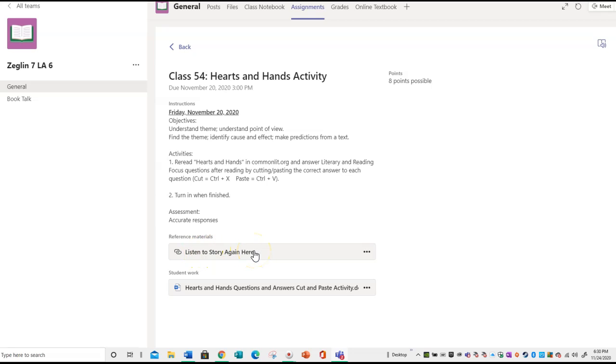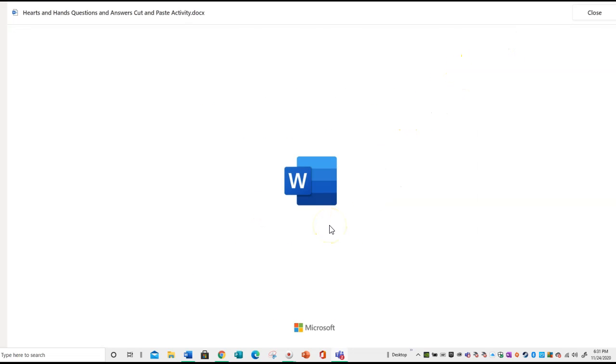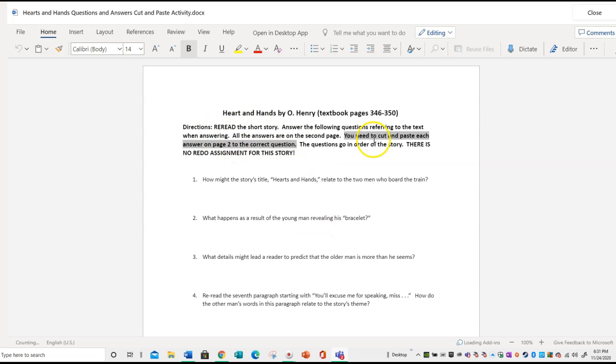I read the story using the reading focus in our textbook, and this is the activity right here. We're going to open that up, and as always, we're going to go to Edit Document. Again, I have another set of directions here. If I want to refer to the textbook, it's on page 346, and reread the story. The activity itself is not hard, but the questions, you need to think about them and use the text. You want to answer the following questions, referring to the text while answering.